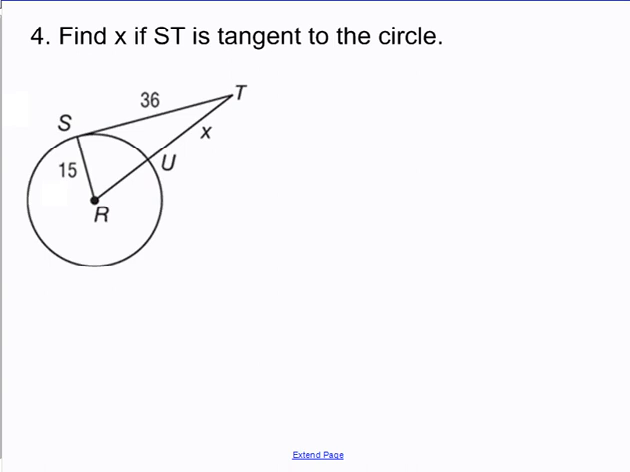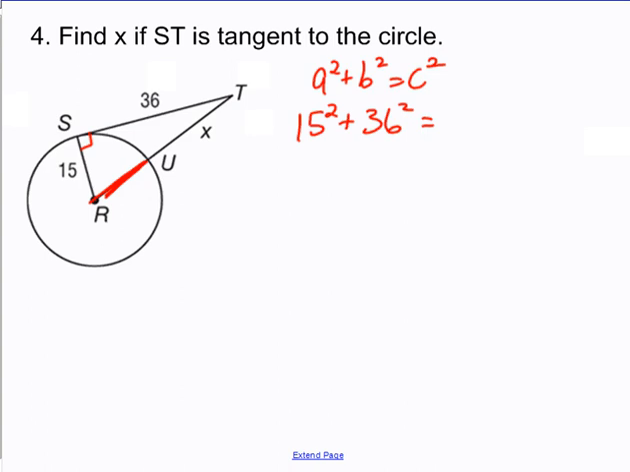All right, so I have to find x if ST is tangent. Again, I have a tangent, so this is going to be a right angle here. So now I have to figure out what I'm going to plug into the Pythagorean theorem. So a squared plus b squared equals c squared. 15 squared plus 36 squared equals, oh, I don't even have anything here. How am I supposed to figure that out?